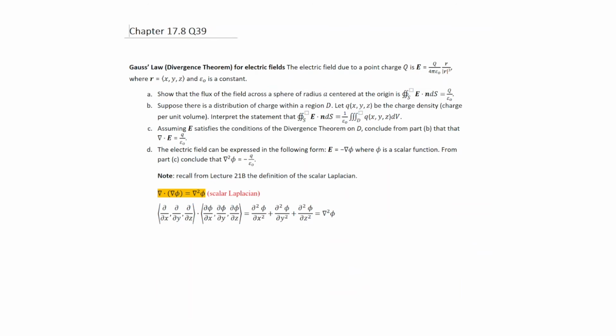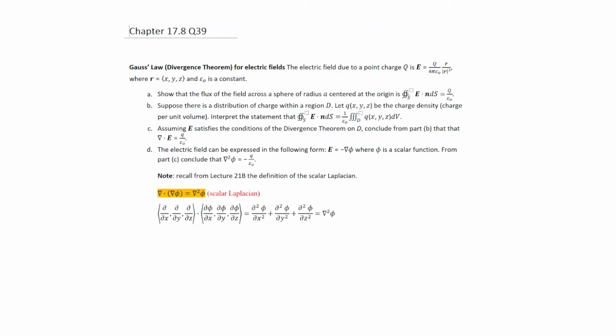All right, so now let's look at question 39 from chapter 17.8. And so this is Gauss's law, which is also called the divergence theorem for electric fields. And the electric field to a point charge q is E equals q divided by 4 pi epsilon naught, r divided by the magnitude of r cubed, r being a vector, and that vector has components x, y, z, and the epsilon is a constant. So the 4 questions are there. You can actually read them out. I'm not going to read them out.